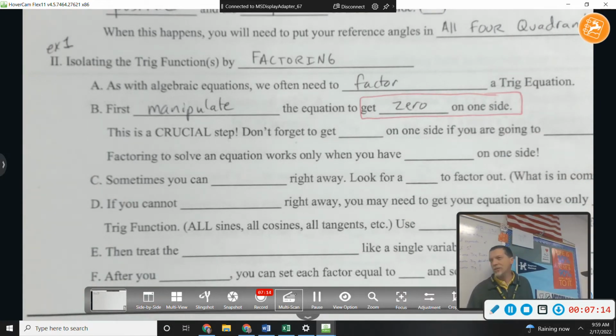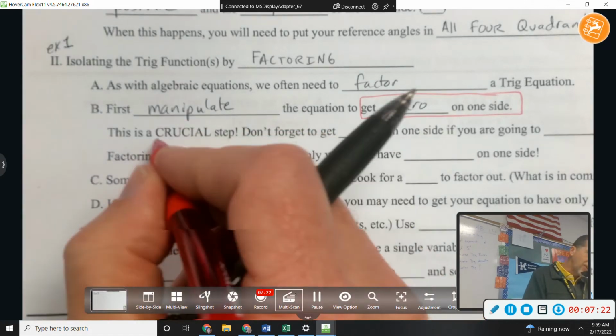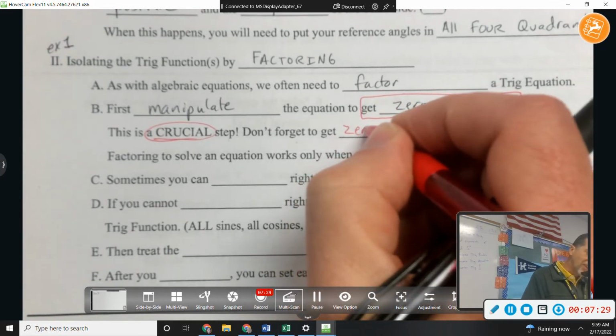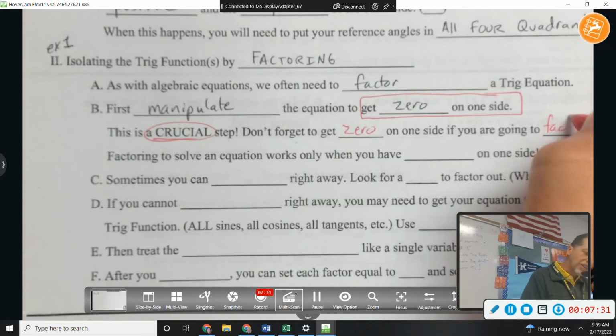Those first two, I was trying to bait you into doing something you're not supposed to do, and nobody would take the bait, which is good. You got 0 on one side. This is a crucial step. Don't forget to get 0 on one side if you're going to factor.